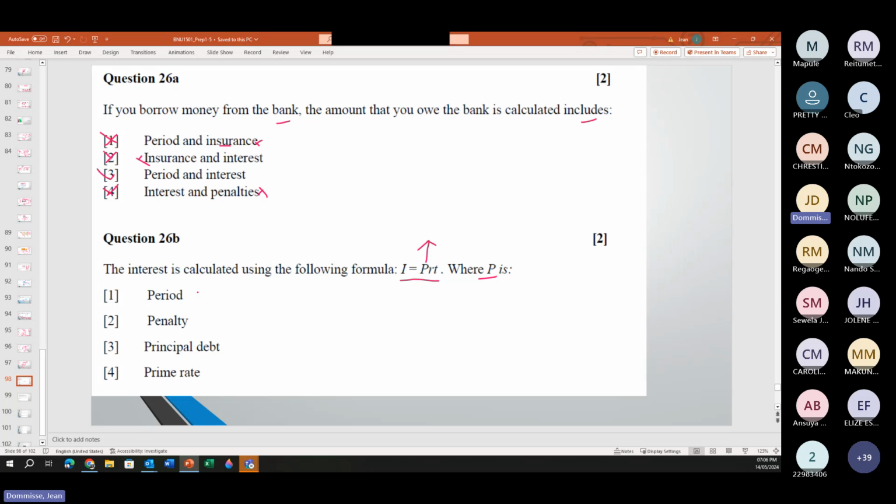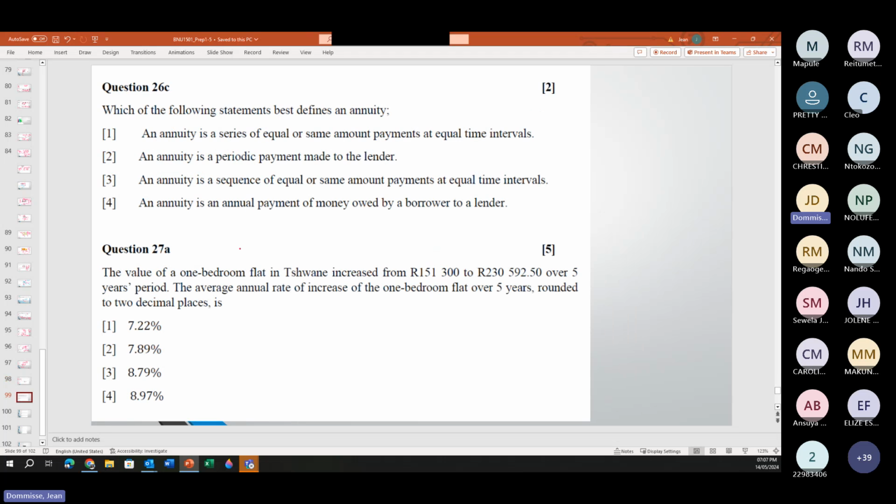Okay, so let's look at it. P is not period, definitely not penalty. P is normally the principal, so that is it. And it's not prime rate because your R would be interest rate and your T would be the period. Okay, so just a bit of theory if it comes up, so that you're not caught totally off guard. But normally I think they don't do a lot of theory anymore because it is open book and things like that.